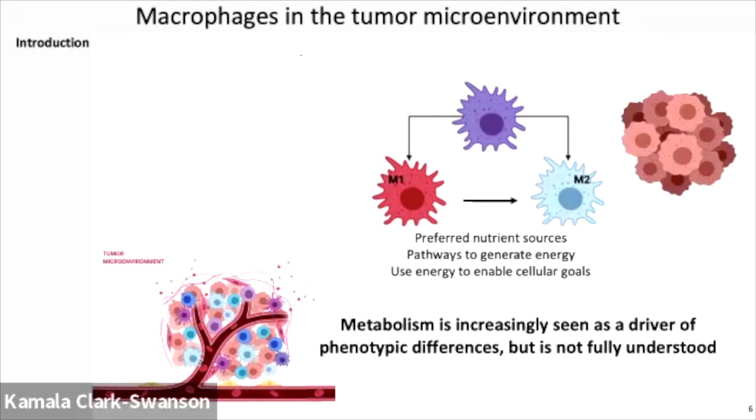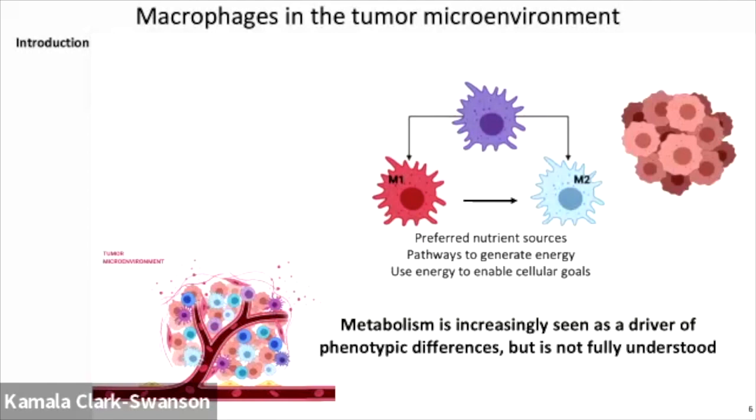One, I think, increasingly appreciated aspect of this M1 M2 paradigm is that the cells exhibit differences in preferred nutrient sources, differences in the ways that they make energy, and then differences in the ways that they use that energy. And so metabolism, I think, can be seen as a driver of phenotypic differences, or more softly could be said as the way that these cells make and use energy affects what these cells do. And we care a lot about differences in how these cells behave.